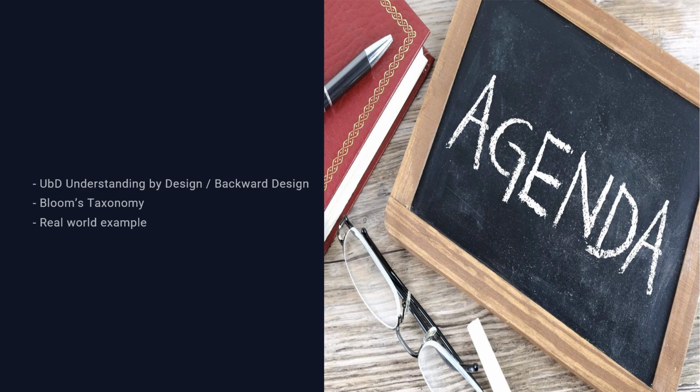What's on the agenda? Three things. What is backward design and the three stages? The six levels of Bloom's taxonomy. And then finish it up with a real-world example of the two models.